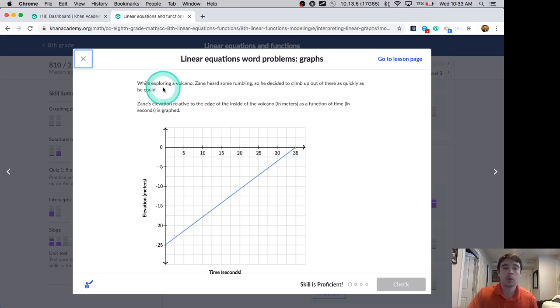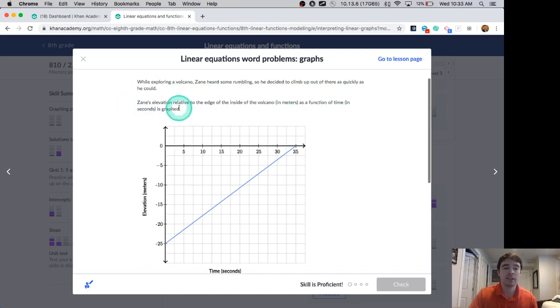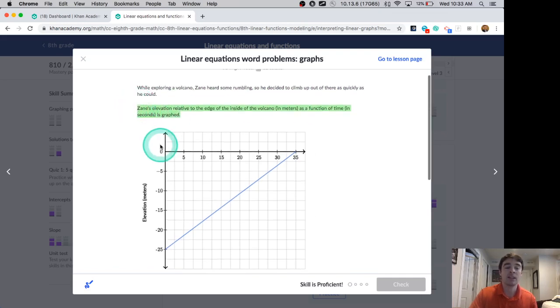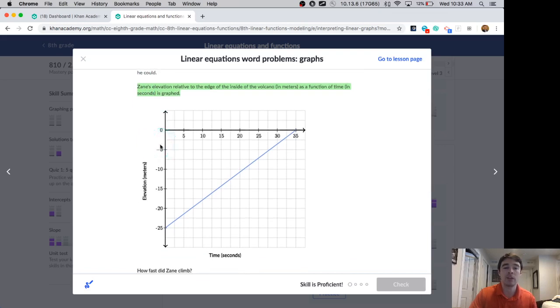So here we're told that while exploring a volcano, Zane heard some rumbling, so he decided to climb up out of there as quickly as he could. Zane's elevation relative to the edge of the inside of the volcano in meters as a function of time is graphed. The second sentence is a little choppy, but they're describing the information on the graph. They're saying the graph is showing us Zane's elevation, that's his height, compared to the amount of time he's been in that volcano.